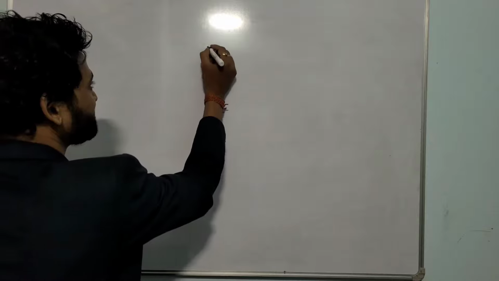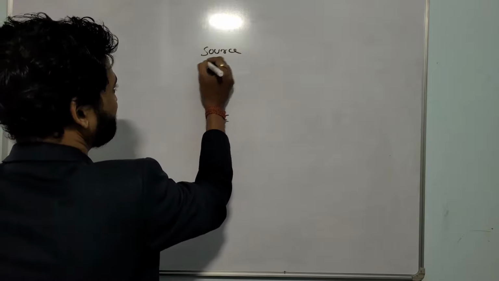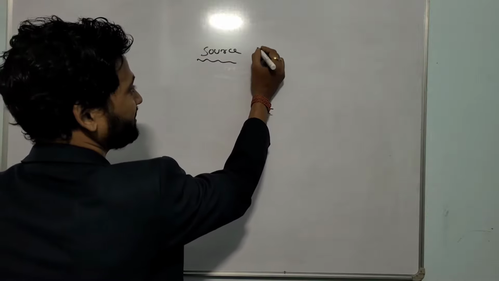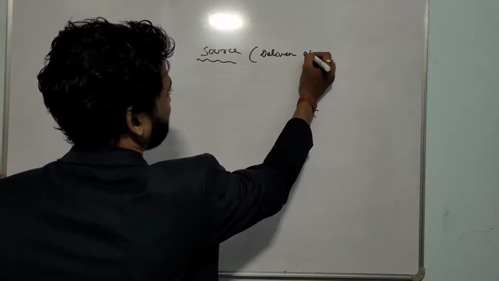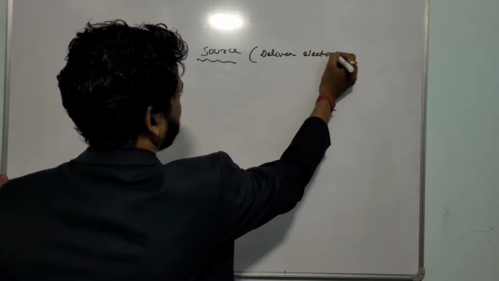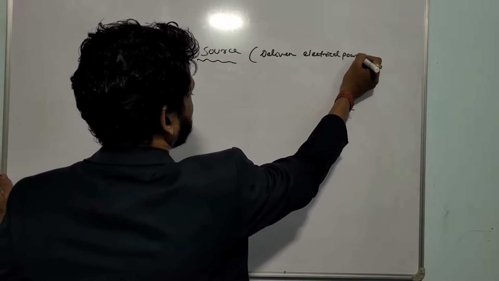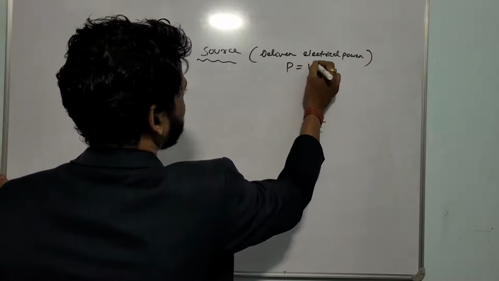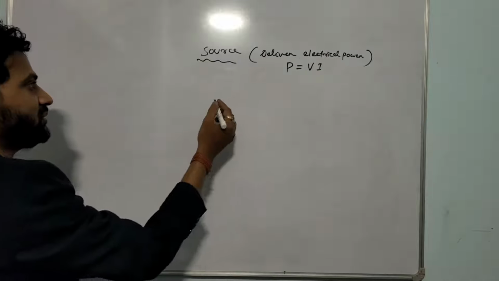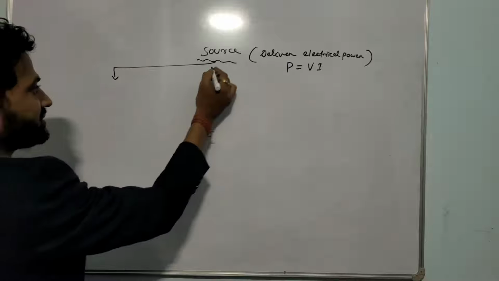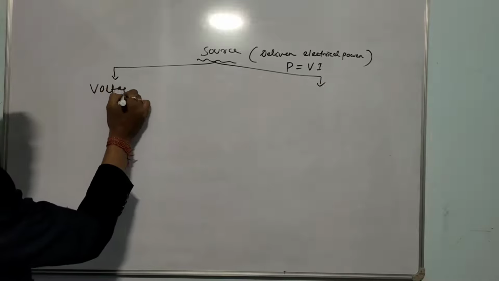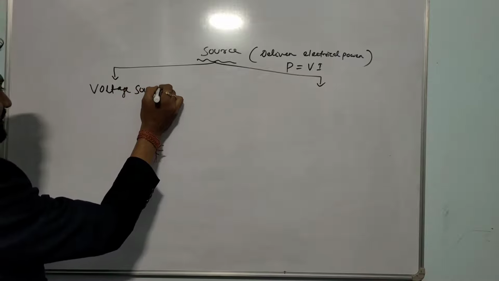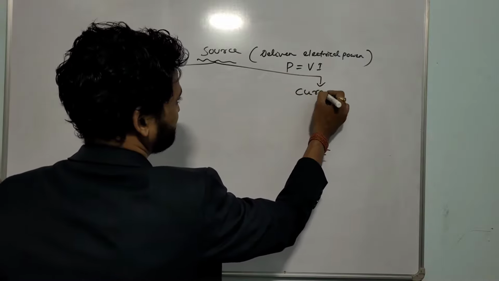So पहले तो देखते हैं सोर्स क्या होता है. सोर्स जैसे मैंने बोला, सोर्स क्या होता है, which can deliver electrical power. ठीक है. So power क्या है? You know power is V into I. So on basis of that we can classify source in two categories. One is voltage source, and second is current source.